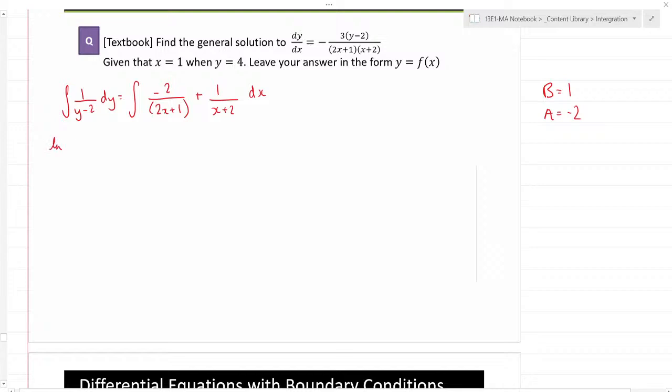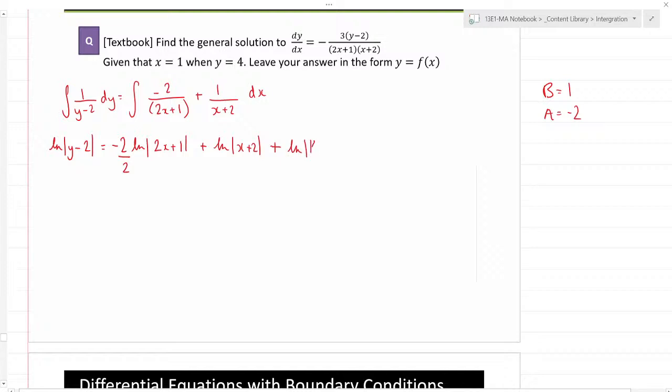So it's going to be ln of mod y minus 2 is equal to minus 2 ln mod 2x plus 1. Everybody right with that? Yeah? Plus ln. Yes, sorry, you do need to divide by 2. Sorry, yeah, good. Divide by the differential, yes, sorry. Mod of x plus 2 plus, and because they're all in terms of ln, instead of writing plus c, I'm going to write plus ln k.